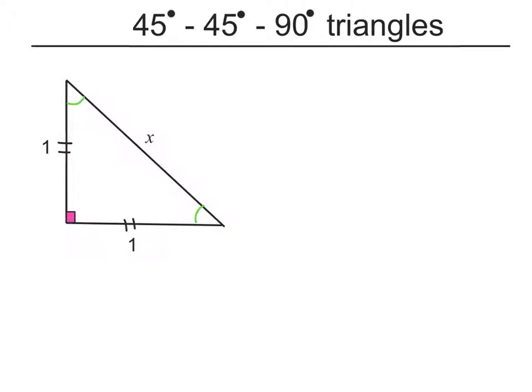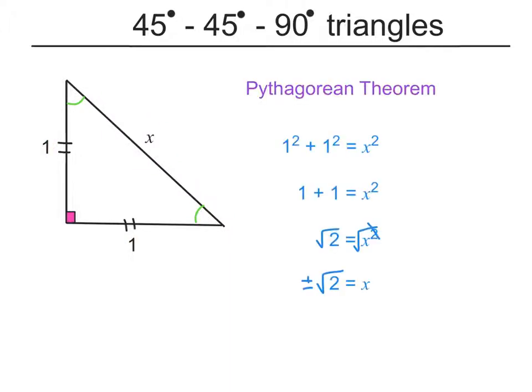Let's explore the relationship between the three sides. These two sides obviously have to be congruent. If this has a measure of 1, this has a measure of 1. But how do these two sides connect to the hypotenuse? Look at what I've done. I've used the Pythagorean theorem: a squared plus b squared equals c squared. So x is my hypotenuse, my side c. 1 squared plus 1 squared equals x squared. 1 squared is 1, so 1 plus 1 gave me 2. Square rooting both sides, I've got x to be plus or minus the square root of 2.